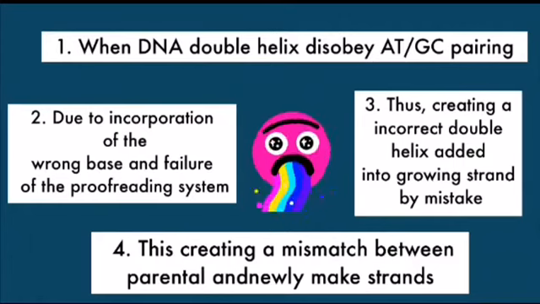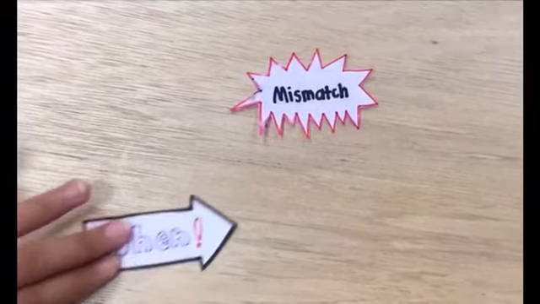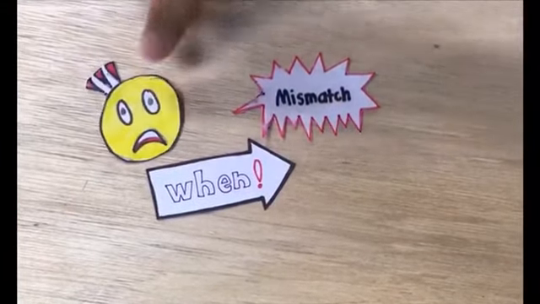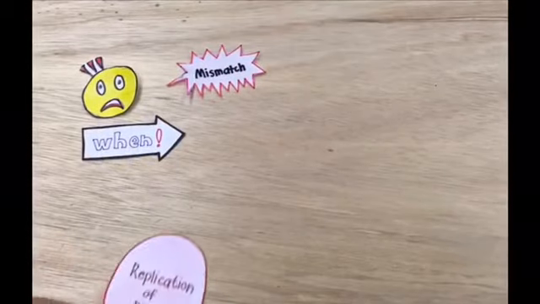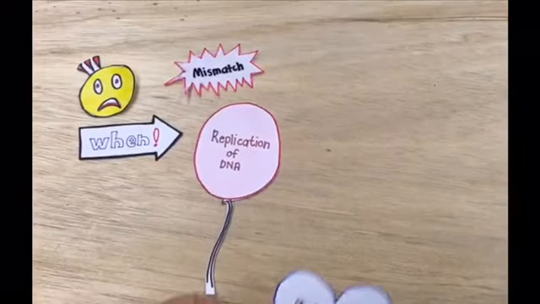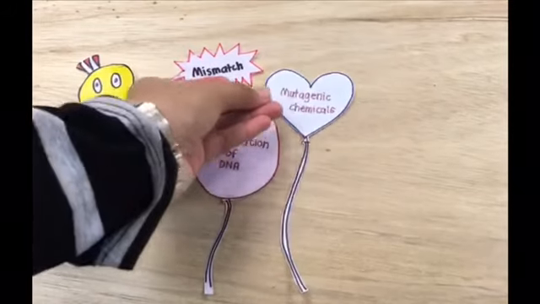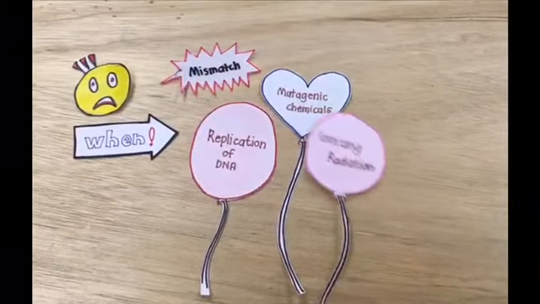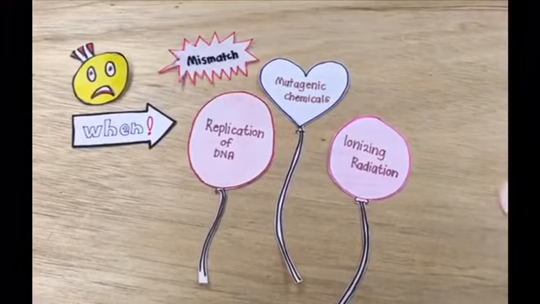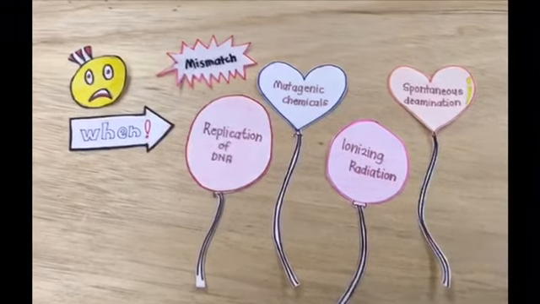When this kind of problem arises, it will create an incorrect double helix and will be added into the growing strand by mistake. This action creates a mismatch between the parental and newly made strands. But when can DNA damage occur? DNA damage can occur during DNA replication, mutagenic chemicals, ionizing radiation, and also spontaneous deamination.